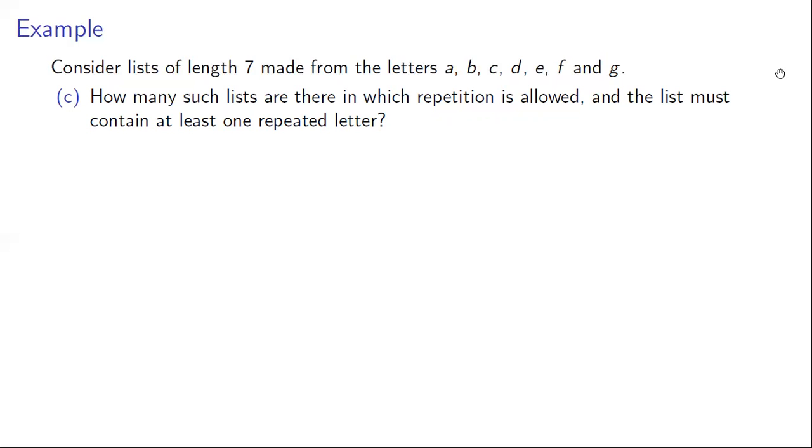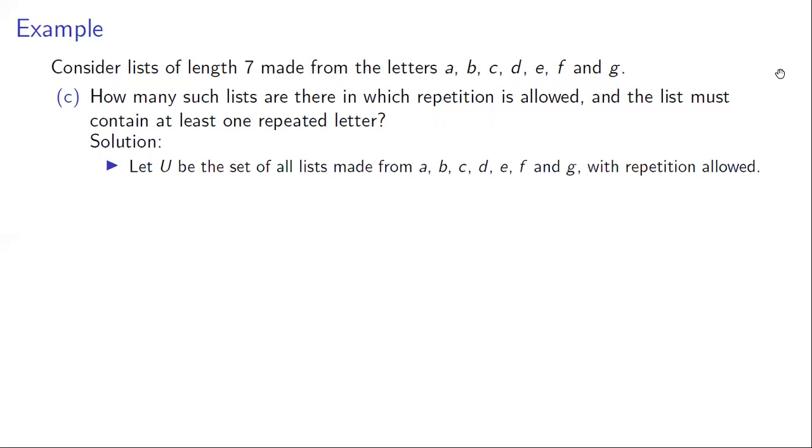Here we're going to use the subtraction principle. Let U be the set of all lists made from these 7 letters with repetition allowed. What is the cardinality of U? Well, we know it's 7 times 7 times 7, and so on, or 7 to the power of 7, because repetition is allowed. You have 7 choices for each entry.